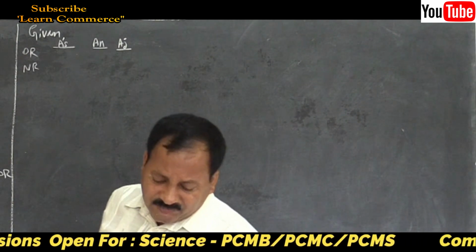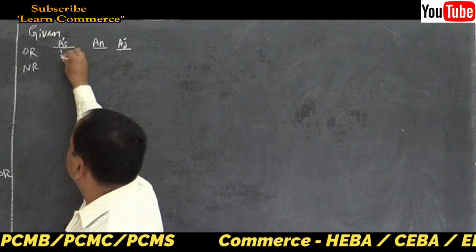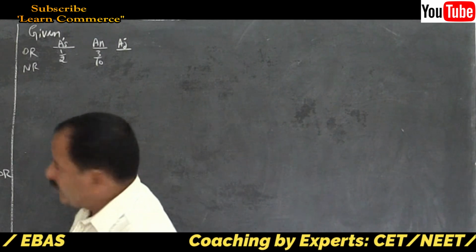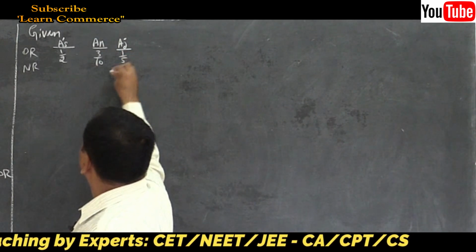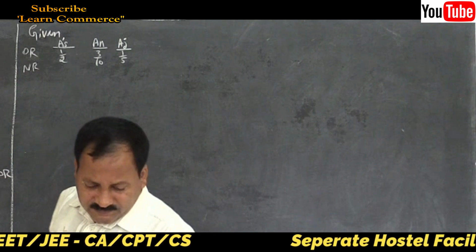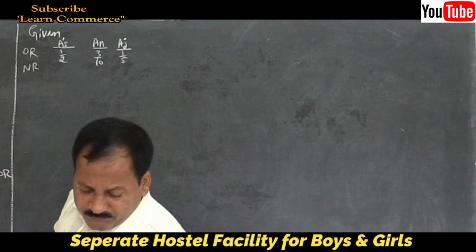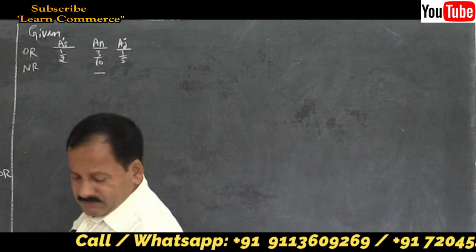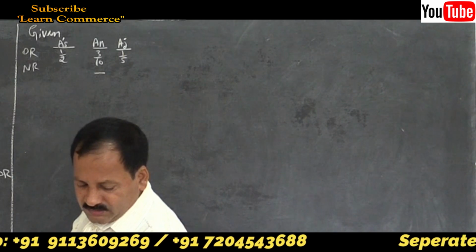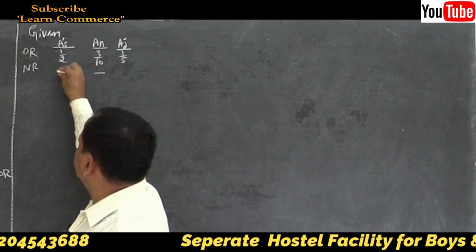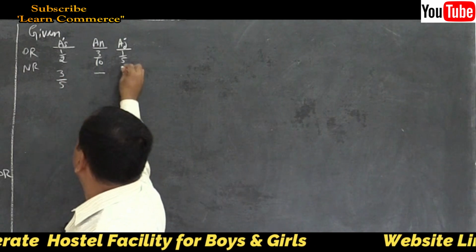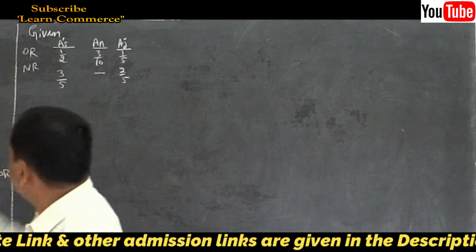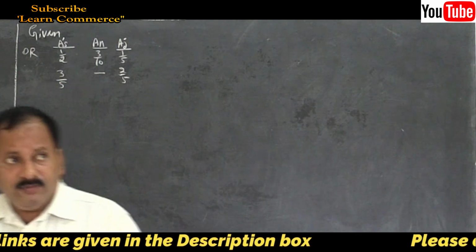Old ratio was 1 by 2, 3 by 10 and 1 by 5. New ratio is 3:2. Who is retiring? Anil retires. So Anil dash. New ratio of Ashok and Ajay is 3:2. So 3 by 5 and 2 by 5 is the new ratio, right? Yes, it is. New ratio.